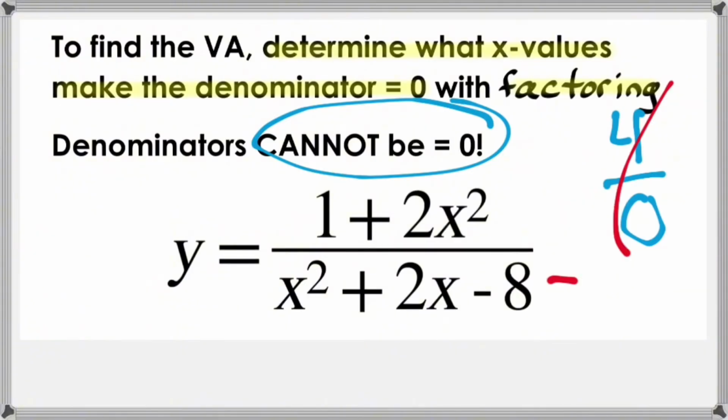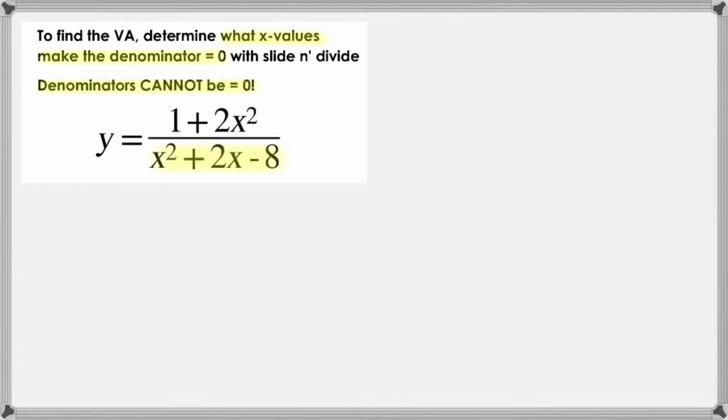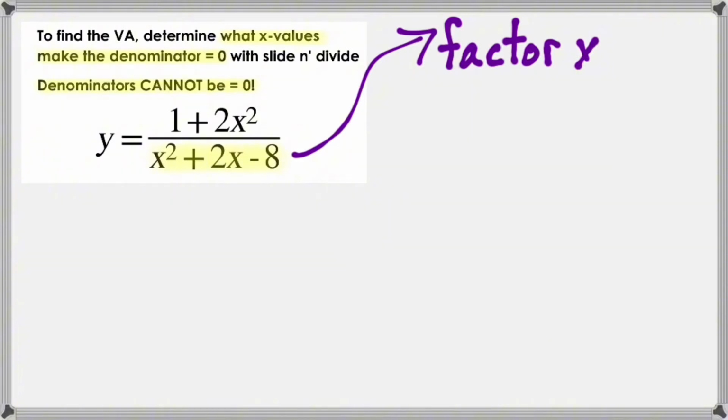So basically, whatever values after we factor the denominator would make the denominator become 0, well, that's going to tell us what our vertical asymptote or asymptotes are going to be. The main idea to take away from this is that we are going to factor the expression in the denominator, and we're just going to solve for the x values that make it equal to 0. Let's start doing that right now, and then I think you'll understand the general idea.